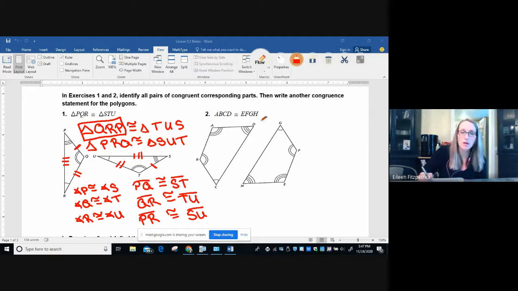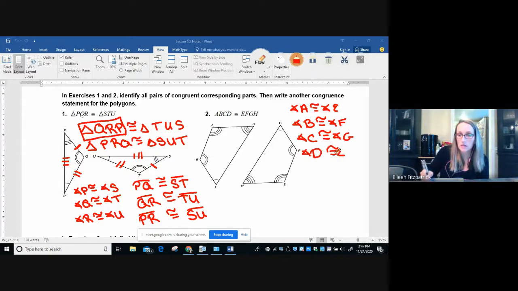Second example is same idea. Again, you don't even need to look at the diagrams. You can just look at the order of the letters. So very quickly, just looking at the order of the letters, I know that angle A is congruent to angle E. Angle B is congruent to angle F. Angle C is congruent to angle G. And angle D is congruent to angle H.